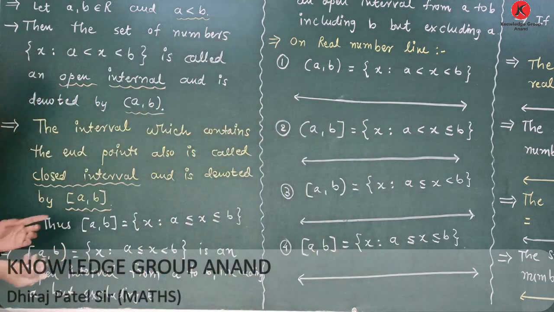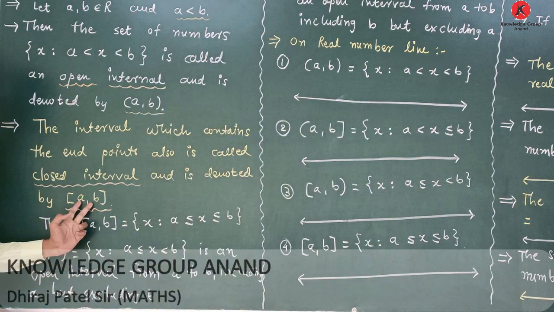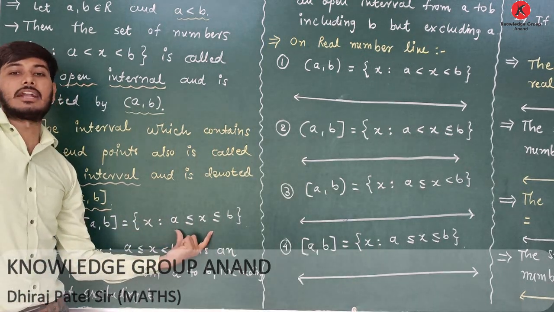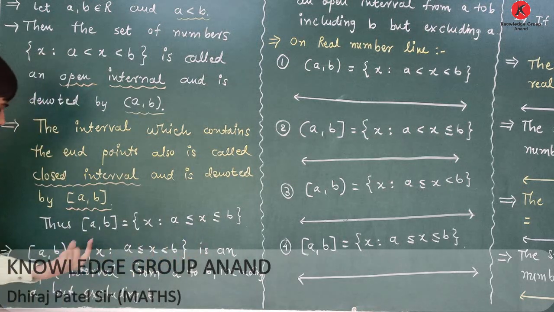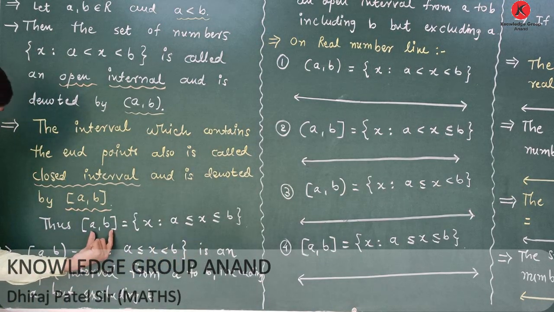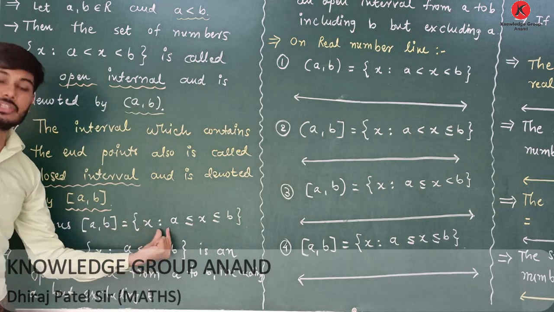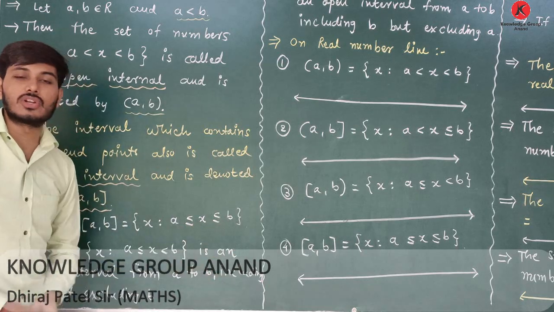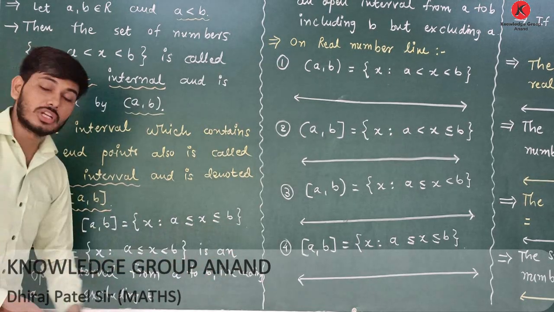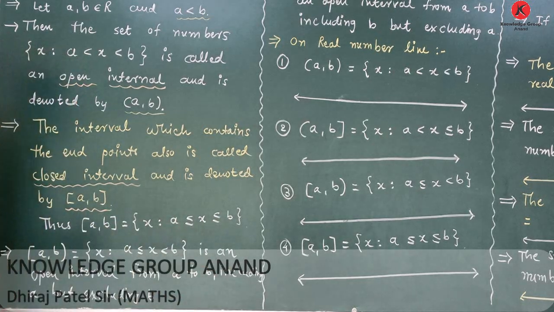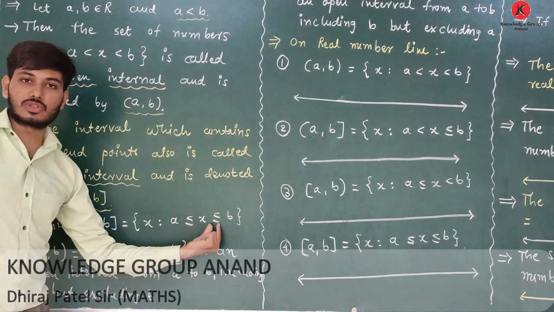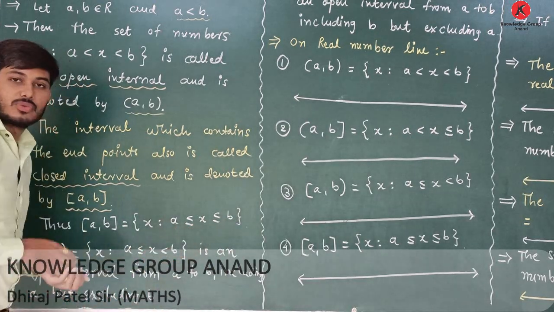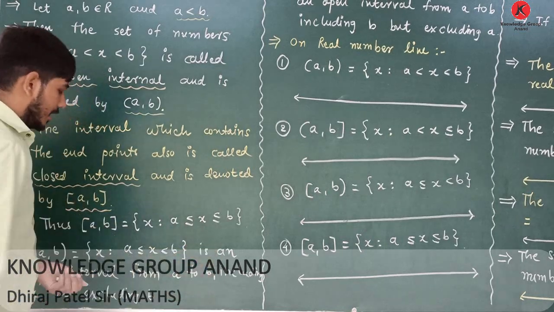Now, this closed interval can be represented in set builder form, or property method, like closed interval A to B equals x such that A less than or equal to x less than or equal to B. That is, the condition x belongs to R, which is not written here. Since less than or equal to is there, we have to include A as well as B.